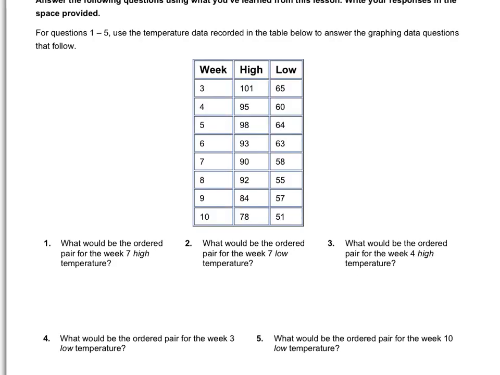Moving on to our checkup. Number 1: we have this table that gives us the temperature data recorded. We're supposed to utilize this to help us answer these questions. It's showing a week and the high and the low temperature. What would be the ordered pair for the week 7 high temperature? If we're just worried about the high temperature, then we can ignore the low column. Do not mark it out because you're going to need it. The week 7 high temperature would be the ordered pair 7, 90.